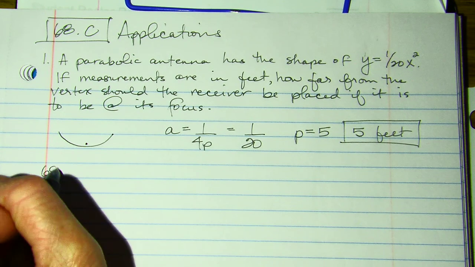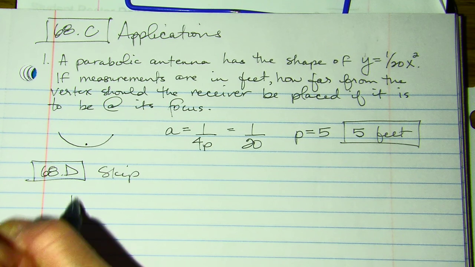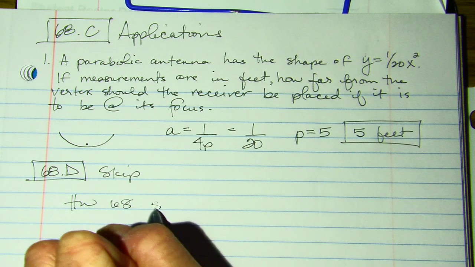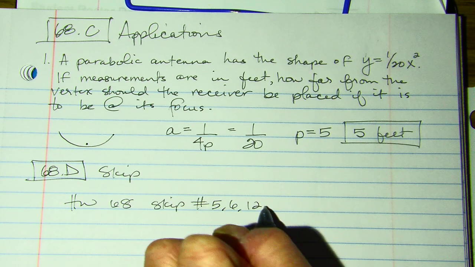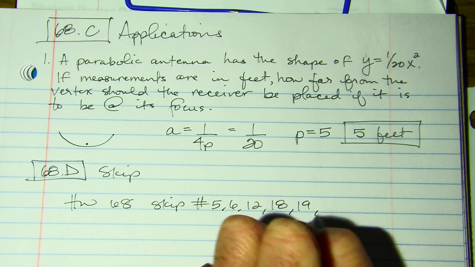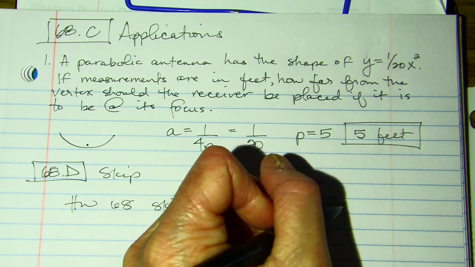In 68.D, we are skipping the homework for 68. You can skip numbers 5, 6, 12, 18, 19, and 29. Whoa, that's a weird 9. And that's it.